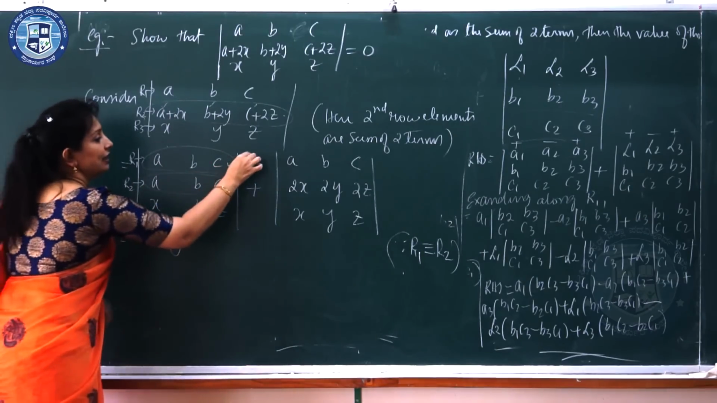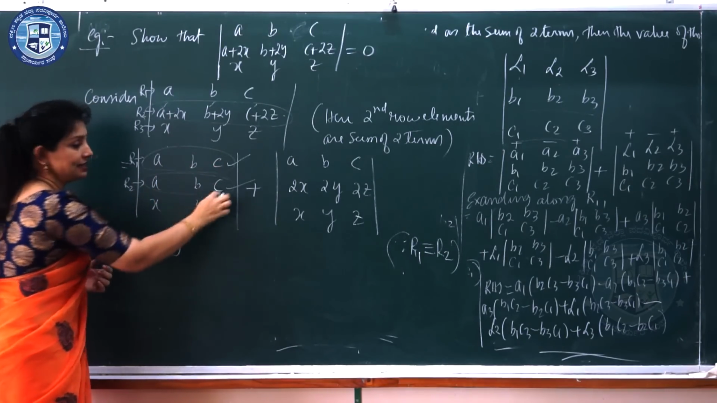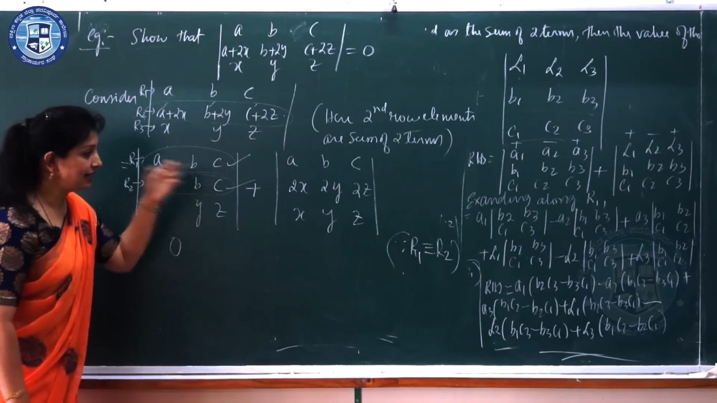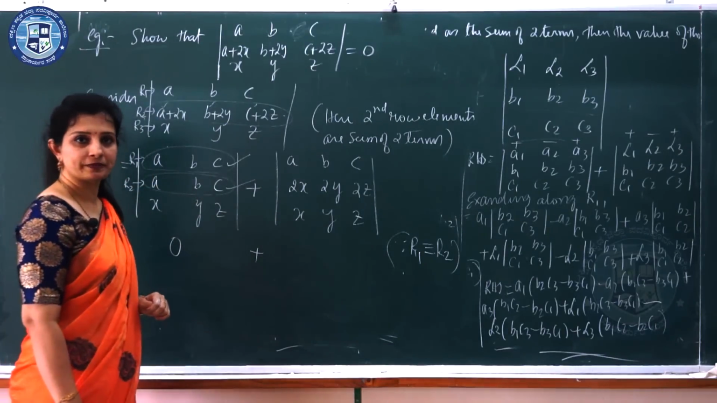Why? Because R1 and R2 elements are identical, A, B, C. Corresponding elements are equal. So, it is 0. Plus, what about this?